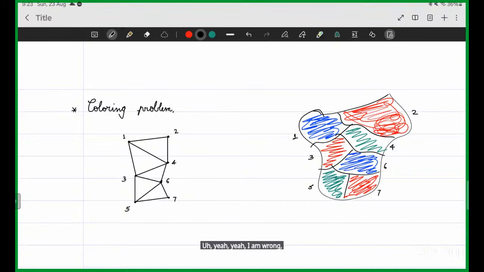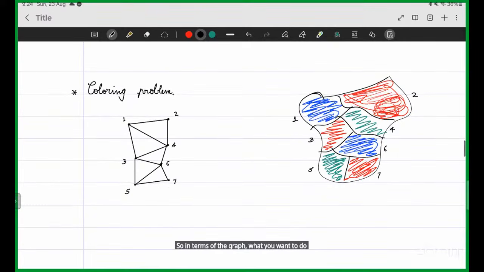Okay, so this is the graph theoretic representation of the states, with the states as vertices and the edges denoting whether or not they have a border in common. So in terms of the graph, what you want to do is, yeah, go ahead.